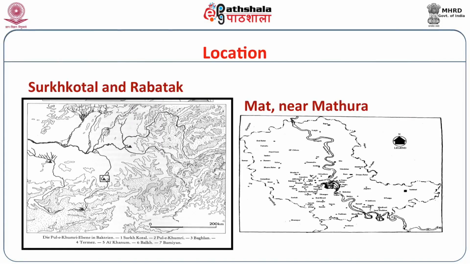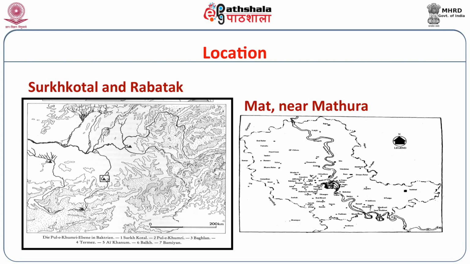In these Devakulas, we have the representation of the Kushana rulers. For example, Vima Kadphises is there, then we have Kanishka, Huvishka and other rulers too. You can see the location of Surkh Kotal and Rabatak. These are the two places. Surkh Kotal has yielded a sanctuary.